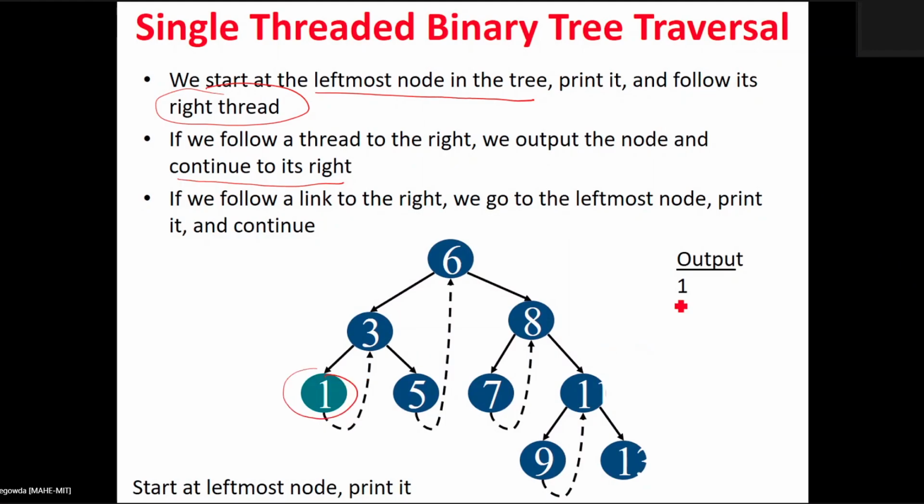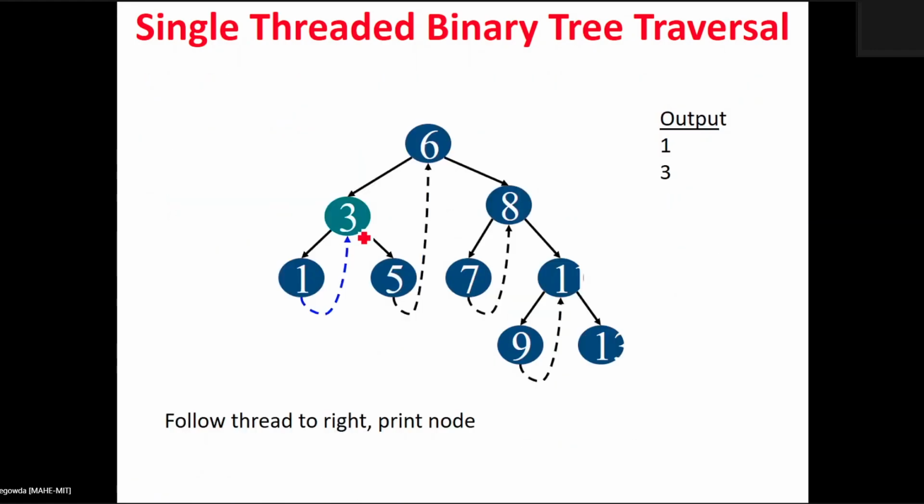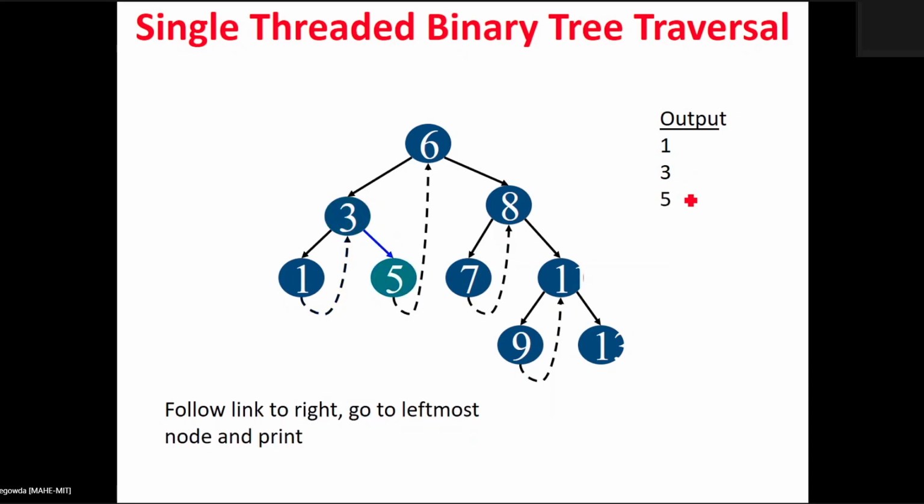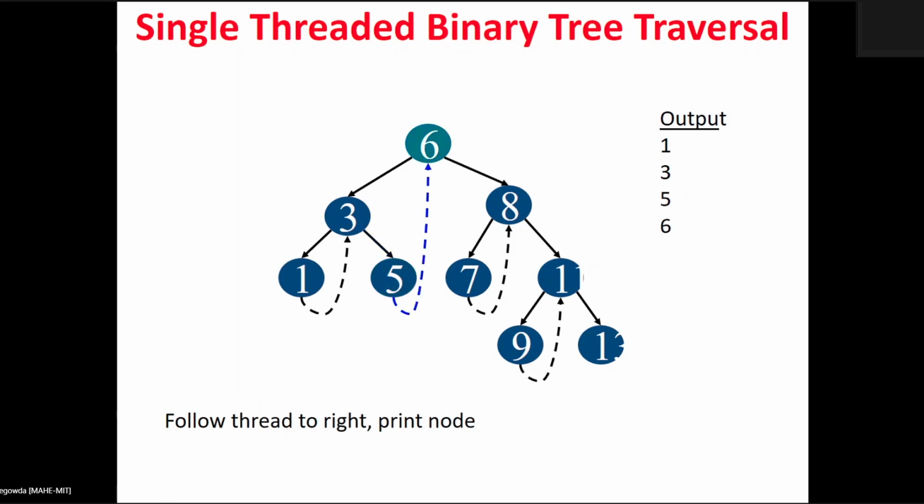Then after outputting 1, you have to follow the right link of this node. The right link of this node is connected to the node 3, so you are visiting 3 and output it. That is, the 3 is displayed now. Now the right link of 3 is connected to the 5, so output 5. Then the right link of 5 is connected to 6, so output 6.